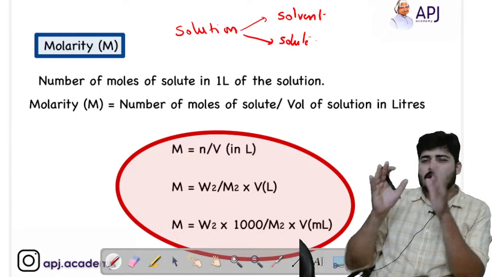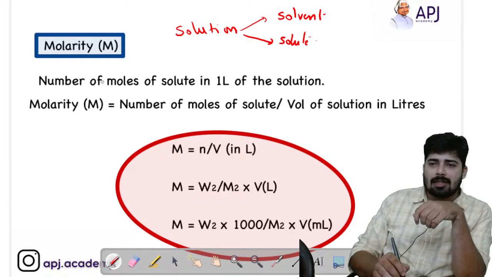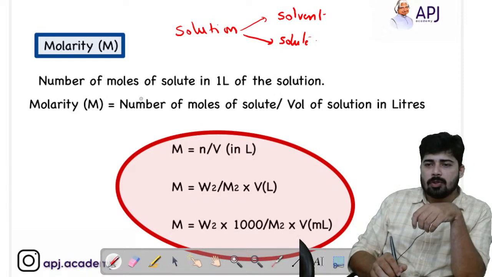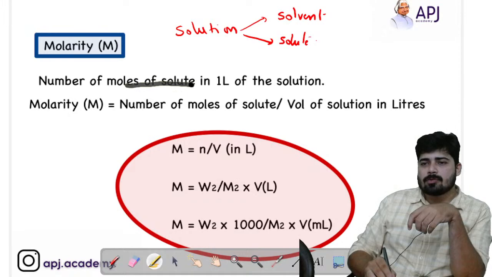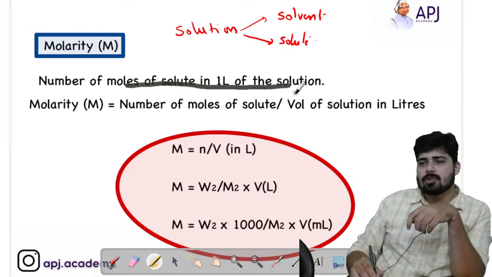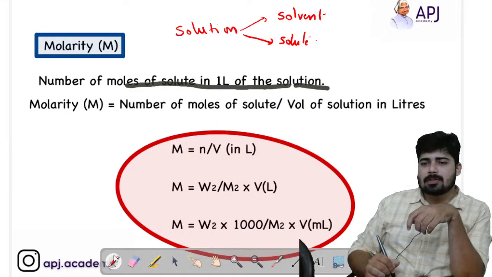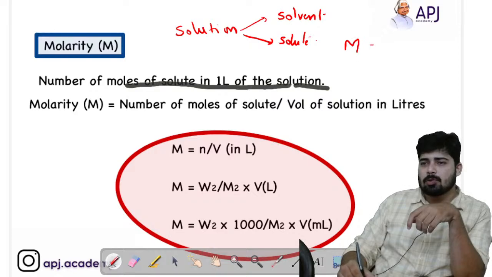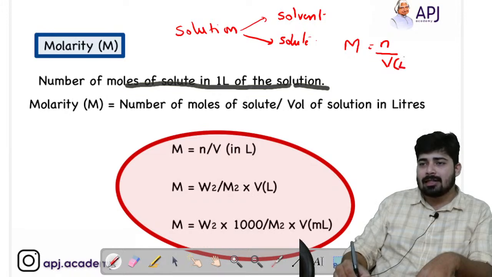So what is molarity? Molarity is simply the number of moles of solute in 1 liter of solution. Can you represent that in an equation? Yes, of course. Molarity is equal to the number of moles divided by the volume, and volume should be considered in liters.